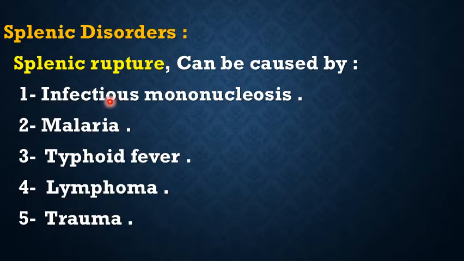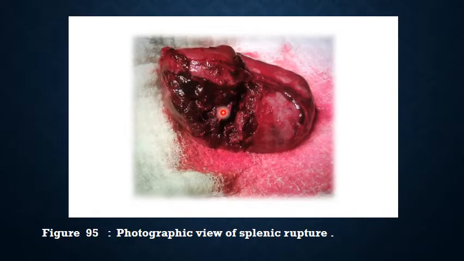The infections that might lead to the rupture of the spleen, because the spleen becomes enlarged, splenomegaly, or the spleen becomes so fragile that it might rupture. Infectious mononucleosis, malaria, typhoid fever, and lymphoma, all of these, and trauma, all contribute as causes that lead to splenic rupture. A ruptured spleen will be removed as soon as possible in order to prevent the patient from reaching shock.